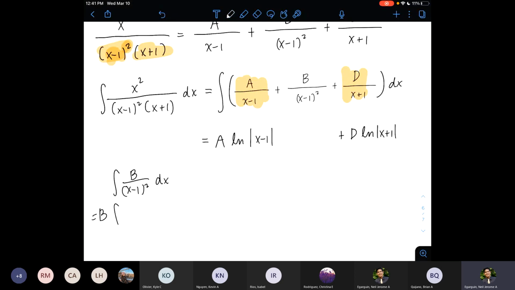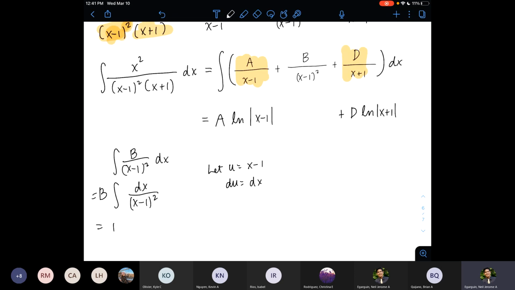You can take b out of the integral because this is just an undetermined constant. And then here I can still let u be equal to x minus 1, so du is equal to dx. So this will be b times the integral of du over u squared, and this would be b u to the negative 1 over negative 1 plus some arbitrary constant c.